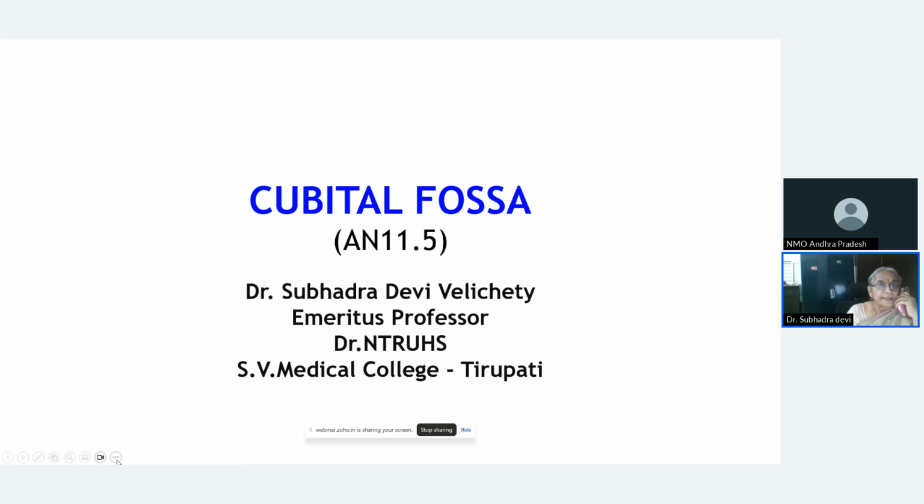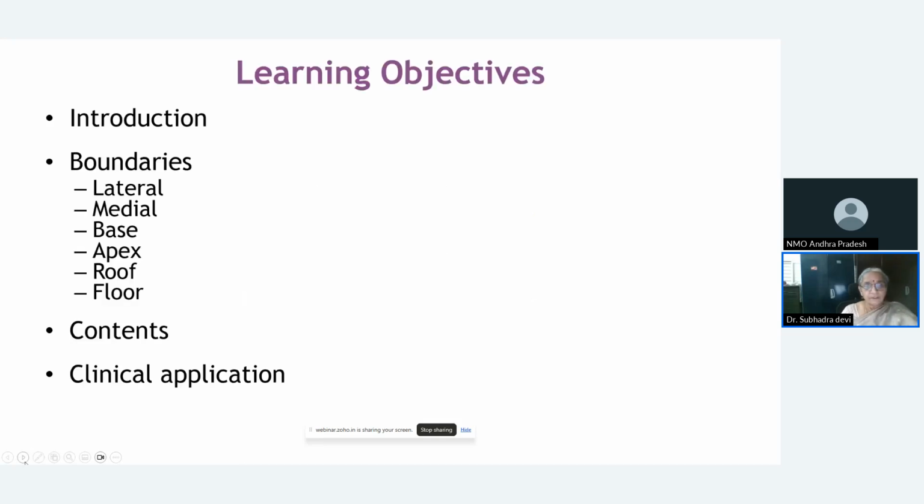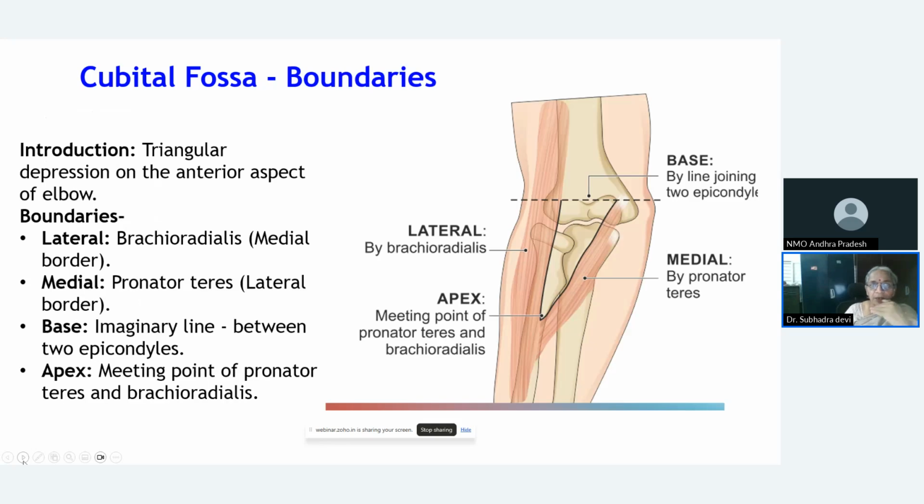Okay. Then the other topic is cubital fossa. So when a question on cubital fossa is asked, okay, don't think they won't ask. It can be asked. What you should know is how to start the introduction for it. What are the boundaries for it? What are the contents and clinical application? So what is the shape of it and where it is located? That is the one. Triangular depression on the anterior aspect of elbow. That's what you will be writing about it.